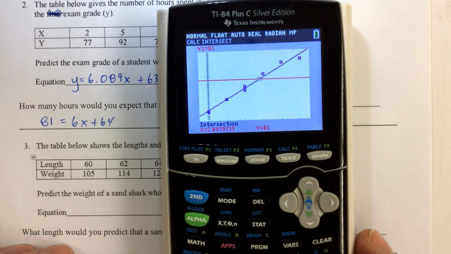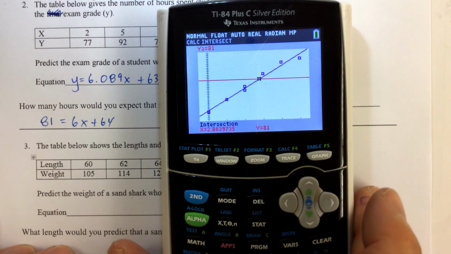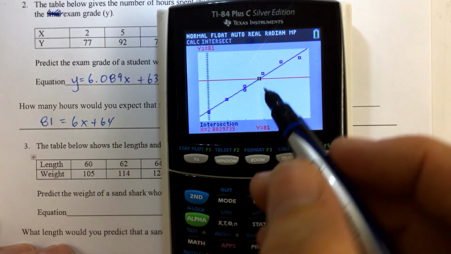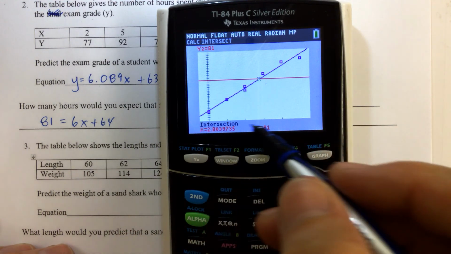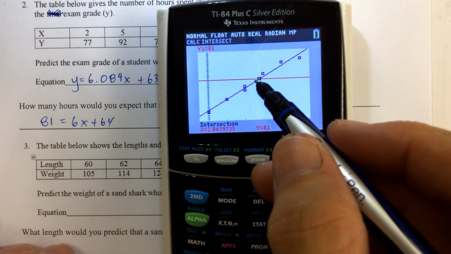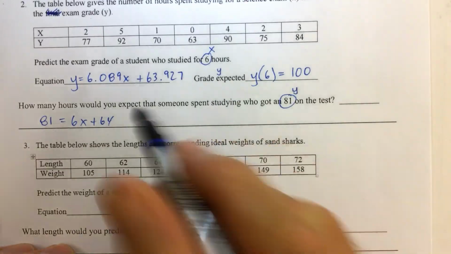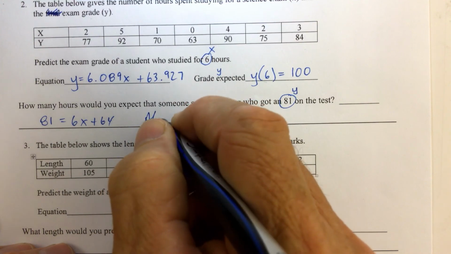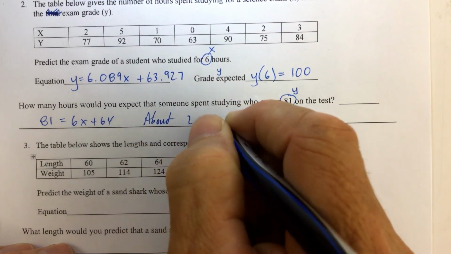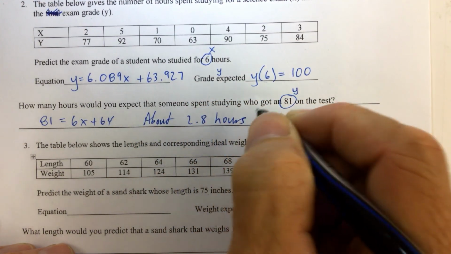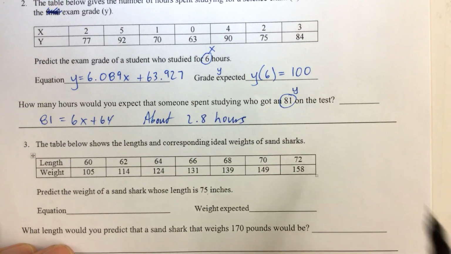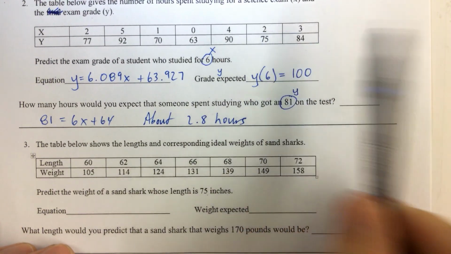So it looks like this person spent about 2.804 hours, so about 2.8 hours of studying. That's the x coordinate right there. So x is 2.8, y is 81, so therefore about 2.8 hours. And that's consistent with what we had thought, in between 2 and 3 hours.